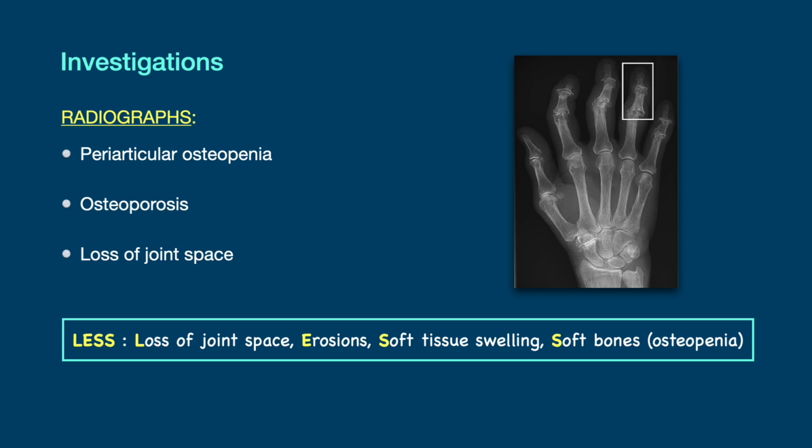At the early stage, the most likely investigation that will help with the diagnosis are the X-rays, particularly hands and feet X-ray. Foot joints are often radiologically affected before hand joints. Periarticular osteopenia and osteoporosis would point towards a diagnosis of rheumatoid arthritis. Loss of joint space is common in both rheumatoid arthritis and osteoarthritis, also in pseudogout.